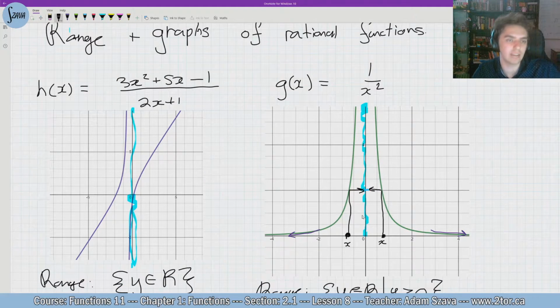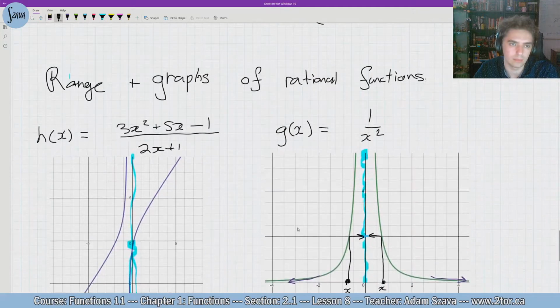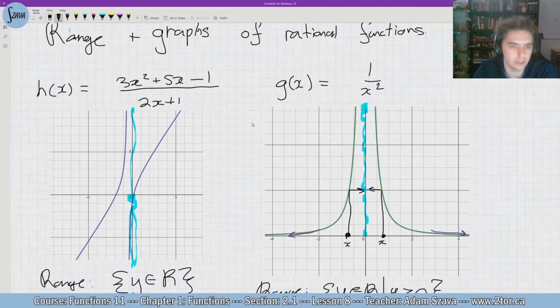So for these ones you kind of have to actually look at the graph to understand what the range is. It's a little bit hard to just find it from the equation. So it's important to look at it here. Okay, there we have it. That is our range and the graphs of rational functions. We're going to talk a lot about the graphs of rational functions when we get to a chapter about transformations and things like that. But that's about all.